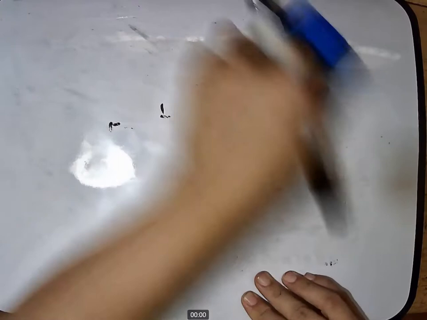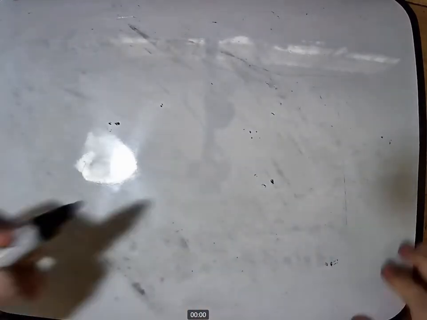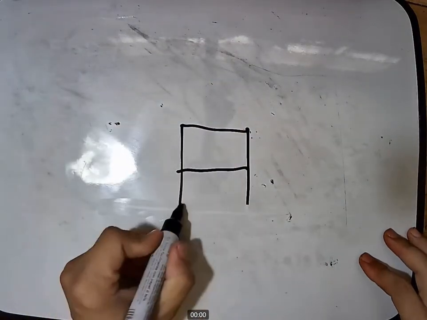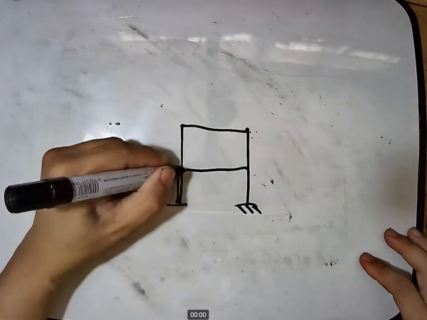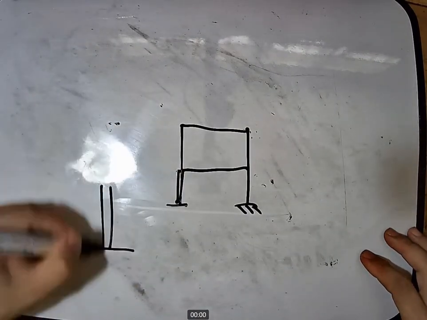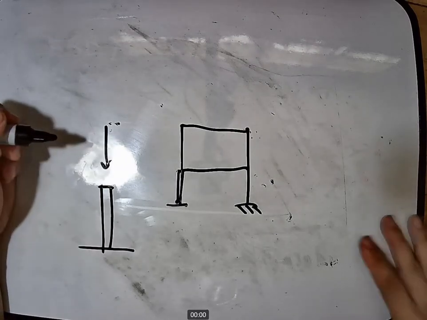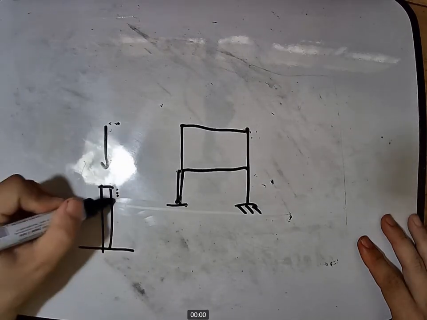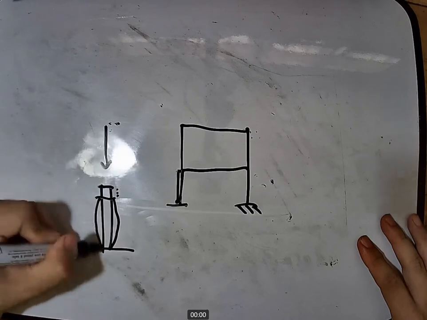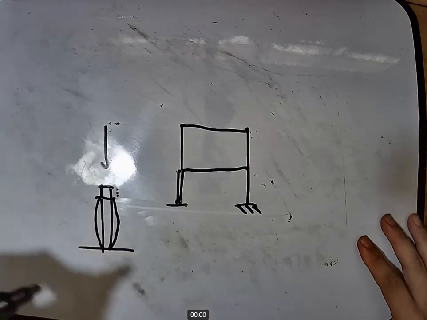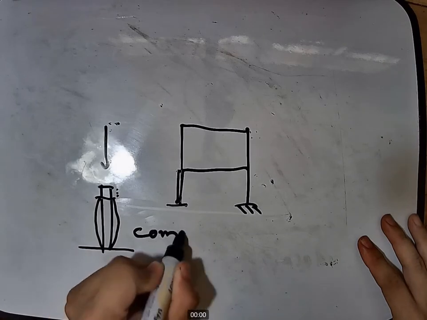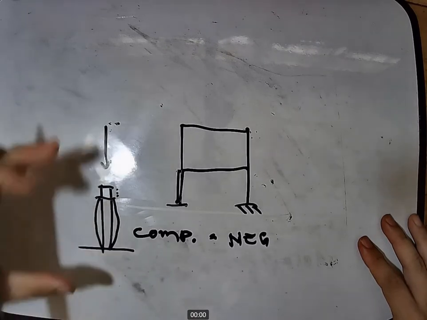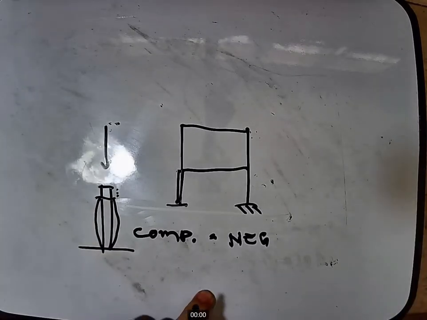Next, we have compression. Let's take the case of a column. Okay, column. Let's take this column for example. Ang mangyayari sa poste, kapag naglagay ka ng axial load, what do you think will happen to your column? Siyempre, magkakaroon siya ng displacement pababa. Mag-shrink siya. Ang tawag dyan ay compression. Ang sign niyan ay negative. Since nag-decrease yung kanyang length, ang sign natin dyan ay negative.